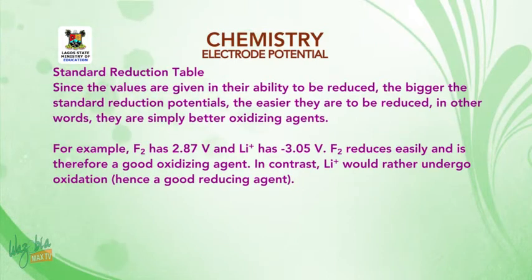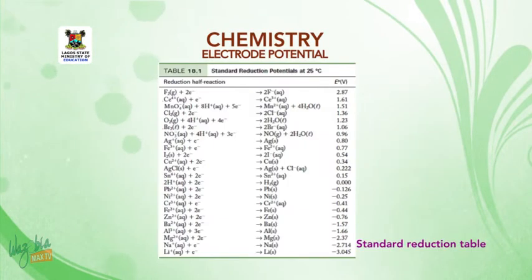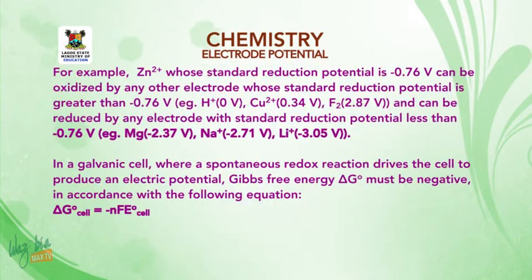For example, F2 has 2.87 volts and lithium ion has minus 3.05 volts. F2 reduces easily and is therefore a good oxidizing agent. In contrast, lithium plus will rather undergo oxidation, hence a good reducing agent. Now we have the list of the reduction potential table. Now let's take an example.